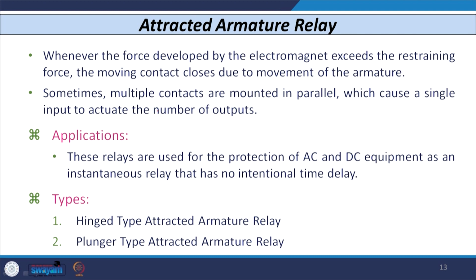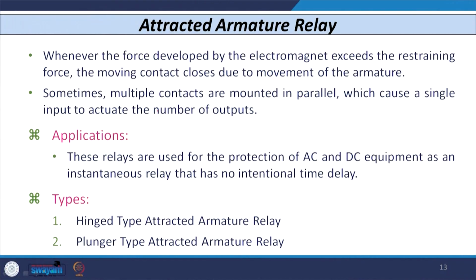What is the application of the attracted armature relay? This type of relay is widely used for protection of AC and DC equipment. So, whether I use an AC relay or a DC relay, for both types the attracted armature principle is used, and this type of relay is more specifically used for achieving the instantaneous feature in the relay. So, all instantaneous overcurrent relays utilize the attracted armature principle.